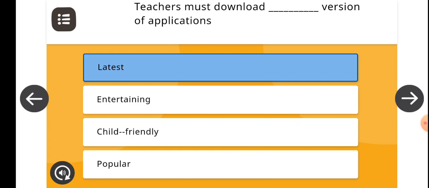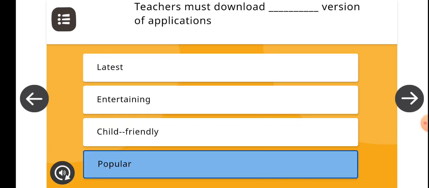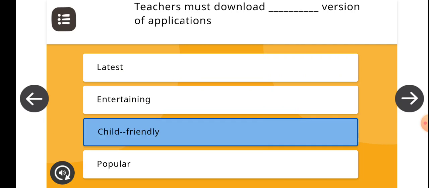Obviously we are not supposed to download the latest apps, and we are not supposed to download entertaining apps. Also we are not supposed to download popular apps, because these three are not suitable to our teaching environment. So in order to build the best teaching environment, we need to download child friendly apps.